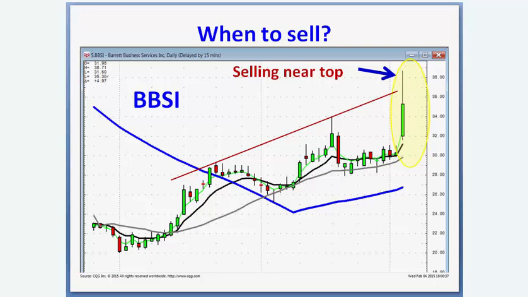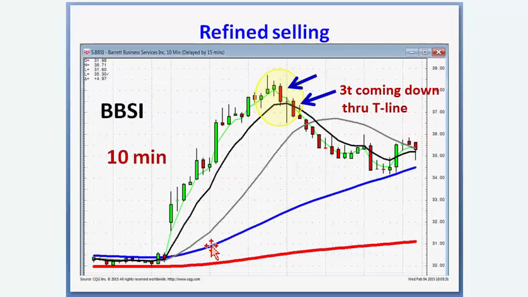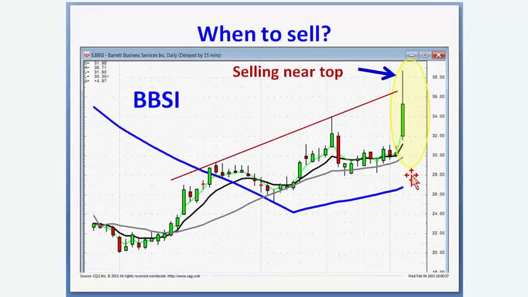how do you protect that? And that's where you go to the 10-minute chart and say, all right, I've got a huge gain. And what's the other criteria for getting ready to take profits? How far away are we from the T line? Very simple rule. The further away we move from the T line, the higher the probability it's going to come back and test it.